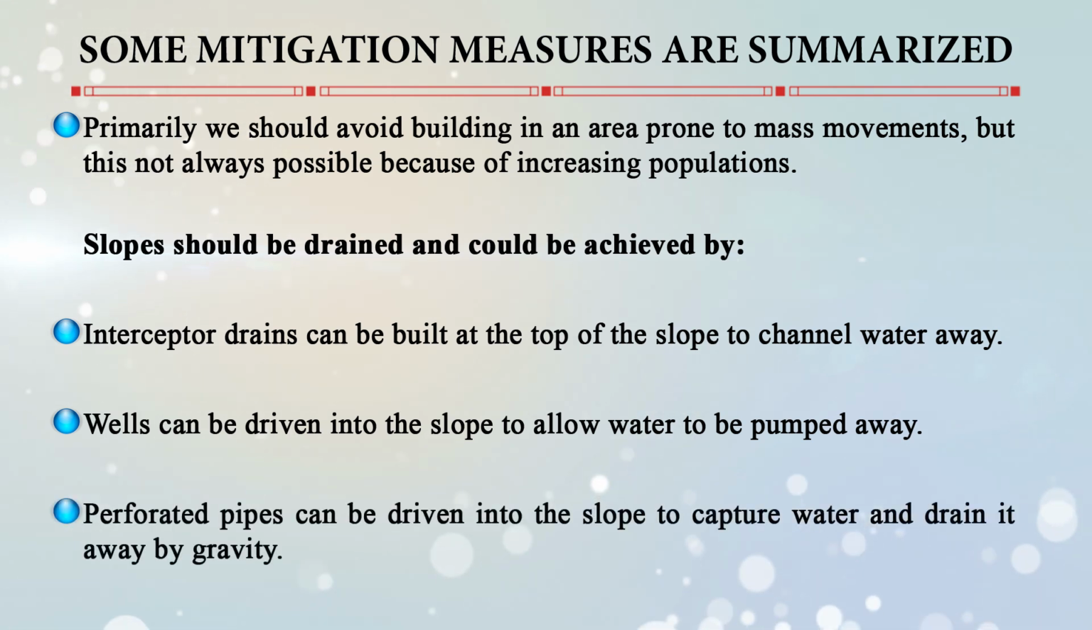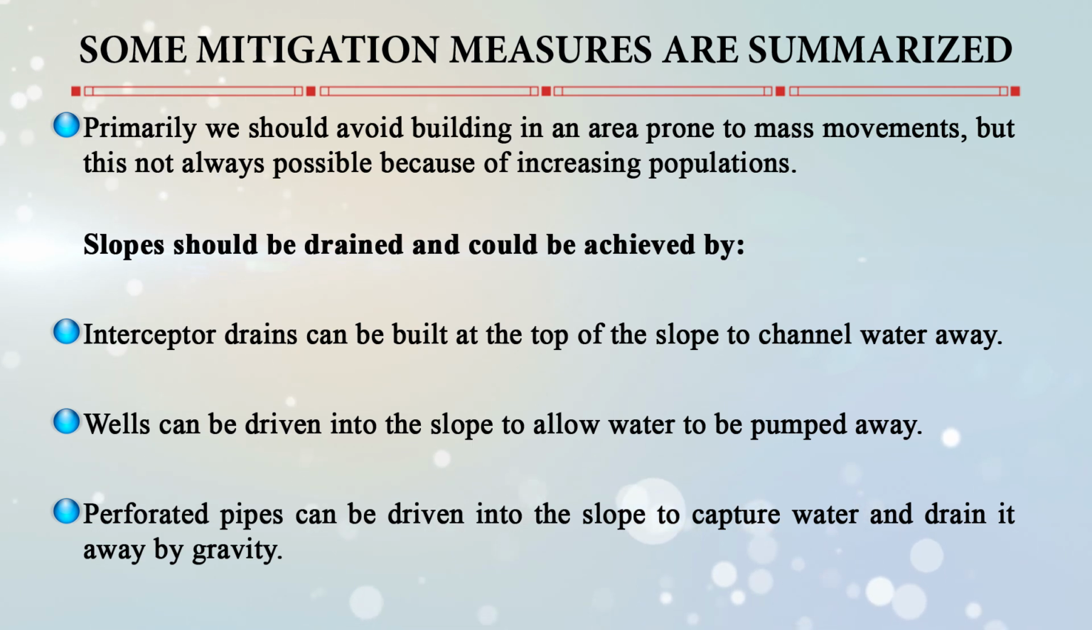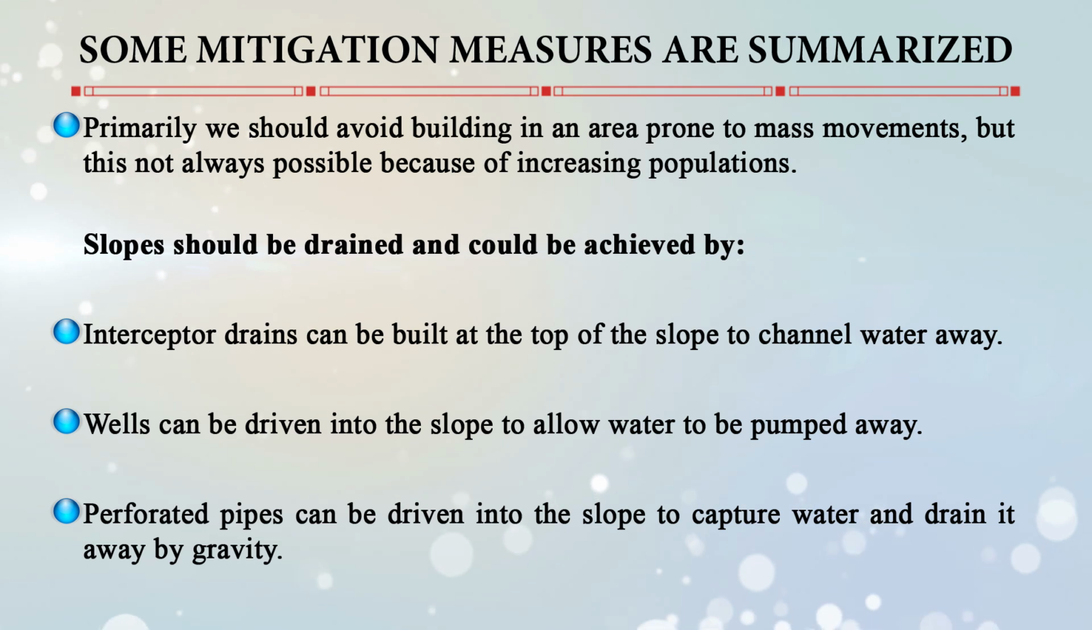Then perforated pipes can be driven into the slope to capture water and drain it away by gravity. Again, we can see water is removed. Some mitigation measures are summarized. Slope reduction: the steepness of the slope can be manually decreased by construction. Concrete coating can be applied to the slope to seal the slope and prevent water from infiltrating, also to prevent frost wedging. Retaining walls can be constructed at the base of the slope.